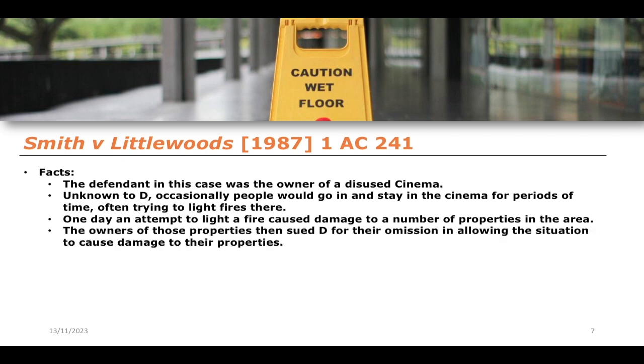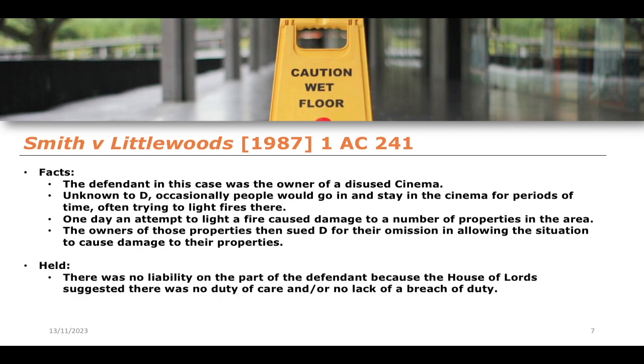The owners of those properties decided that they should sue the owner of the disused cinema, not for their act, because they weren't the ones who lit the fire, but for their omission in allowing the situation to cause damage to their property, their failure to secure their cinema in such a way as to ensure that people weren't going to squat there and light fires. Again, it was held that there was no liability on the part of the defendant, and the House of Lords suggested that there was no duty of care, and therefore no breach of duty of care.